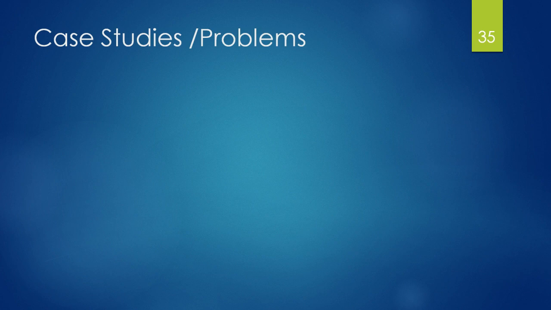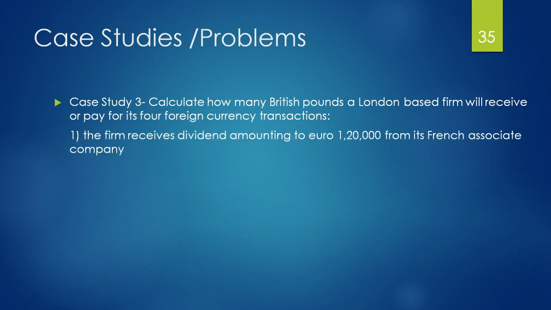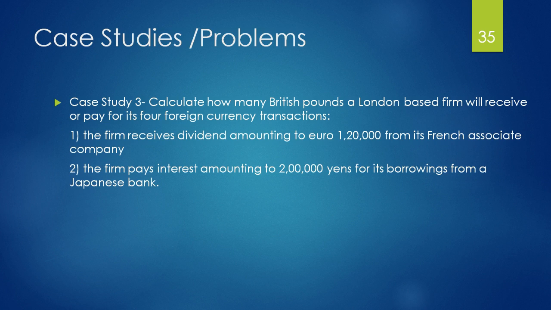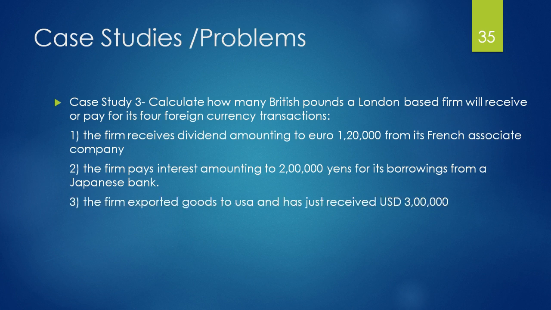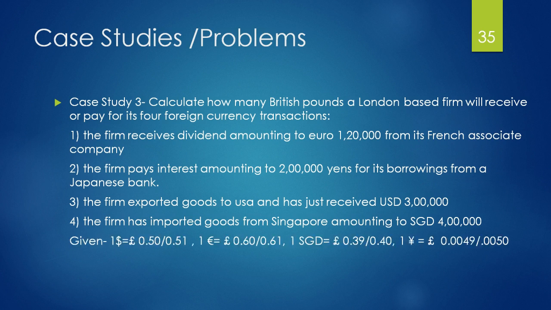Let's do another case study. It goes like this. Calculate how many British pounds a London-based firm will receive or pay for its 4 foreign currency transactions. The first is the firm receives dividend amounting to 1,20,000 euros from its French associate company. The second is the firm pays interest amounting to 2 lakh yen for its borrowing from a Japanese bank. The firm exported goods to USA and has just received US dollar 3 lakhs. And the fourth is the firm has imported goods from Singapore amounting Singapore dollar 4 lakhs. And we are given these exchange rates.